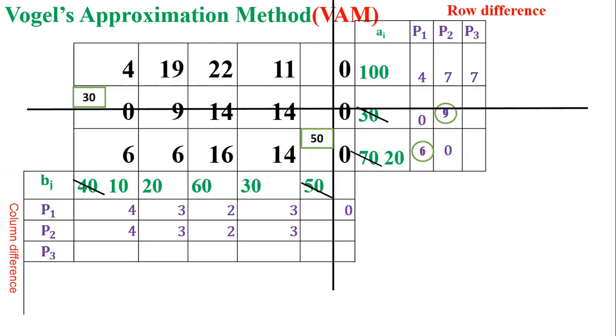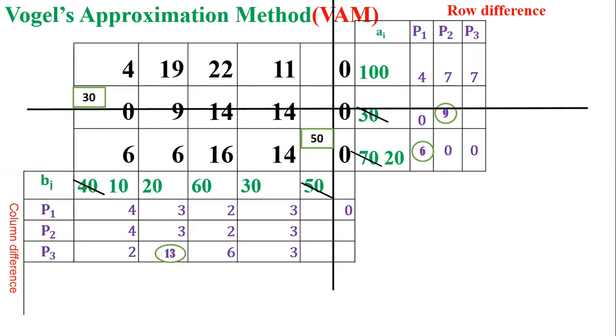First row difference is 7, 11 and 7, difference 11. And the next difference 0. Next 4, 6, 2. 19, 6, 13 difference. 22, 16, 6 difference. 11, 14, 3 difference. Among these values, you have to choose the highest difference. The highest difference is 13.